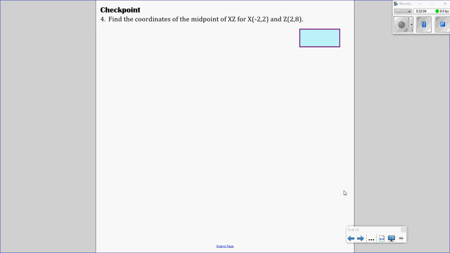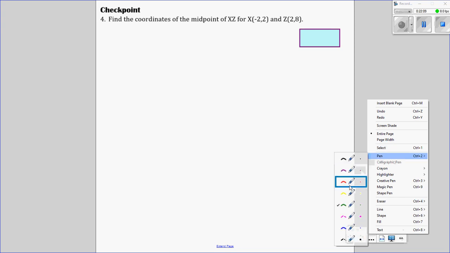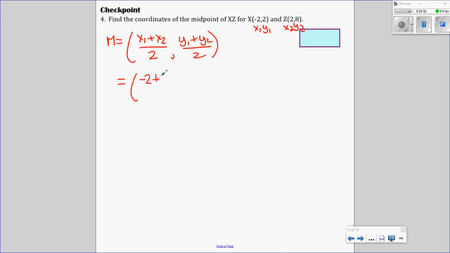Same thing with this one. More practice. If you get the gist of it, you can go on to the next section. So use red for this one. Again, the formula. Before I even do that, I'm going to label, get into the habit, and then put in our formula, x1 plus x2 over 2, comma, y1 plus y2 over 2. Plug in the information that you've labeled, negative 2 plus 2 over 2, and 2 plus 8 over 2.